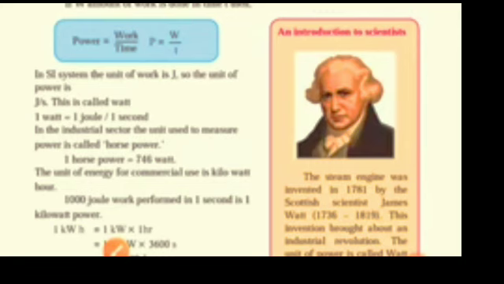In the industrial sector, the unit used to measure power is called horsepower. 1 horsepower is equal to 746 watt. The unit of energy for commercial use is kilowatt hour. 1000 joule of work performed in 1 second is 1 kilowatt power. 1 kilowatt hour is equal to 1 kilowatt into 1 hour. So 1000 watt into 3600 seconds is equal to 3.6 into 10 raised to 6 joule.